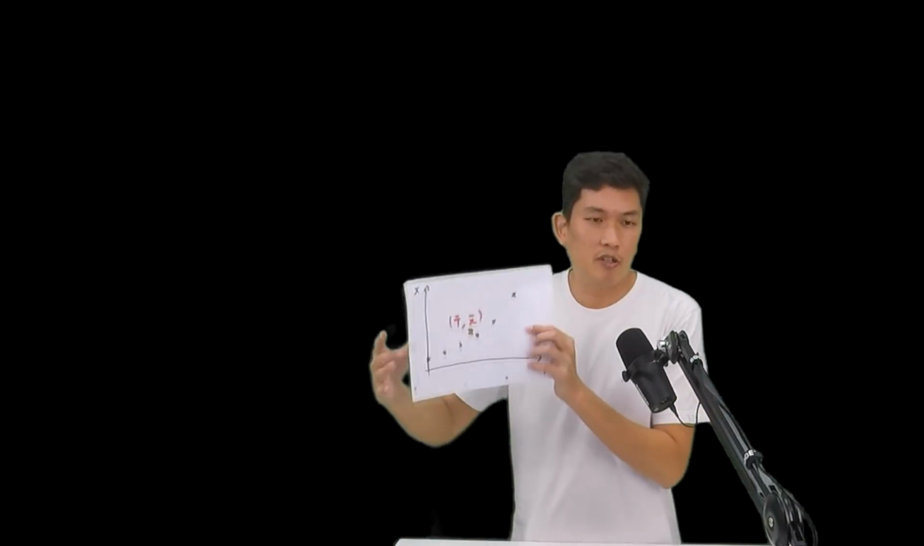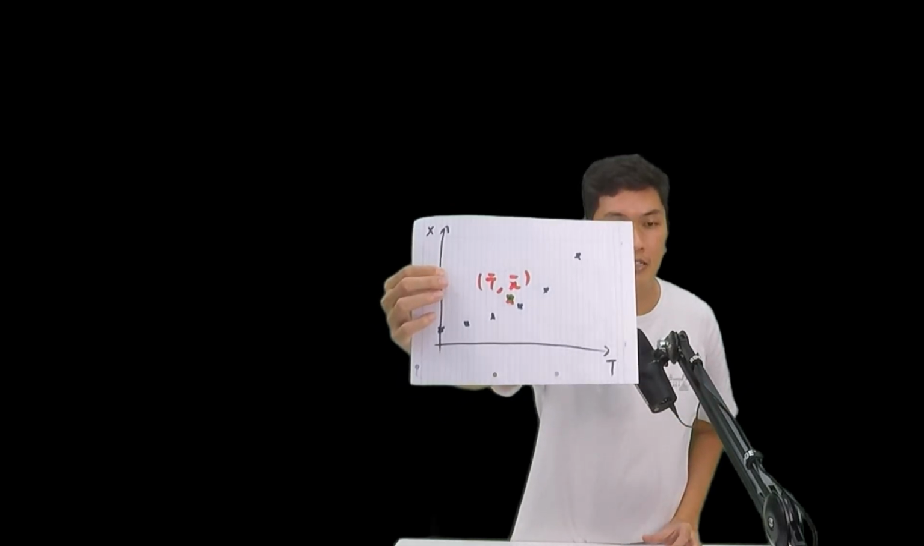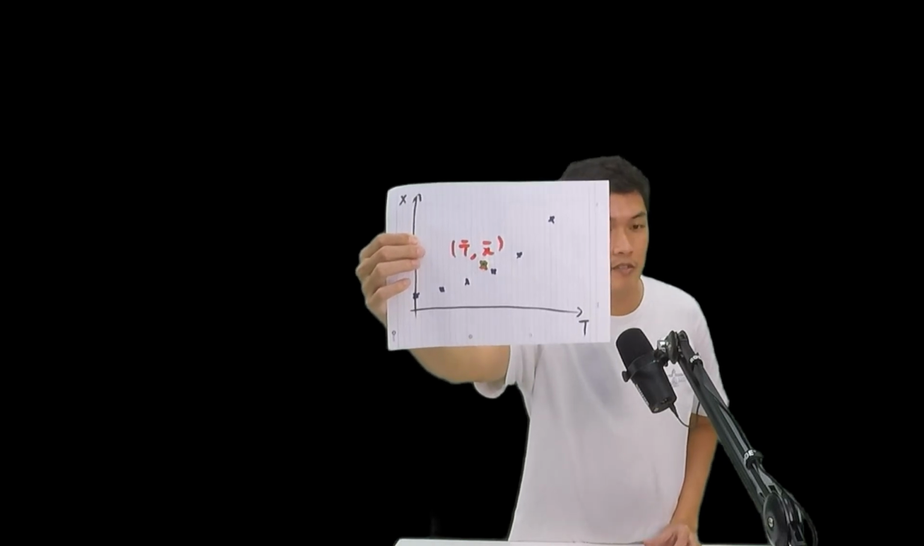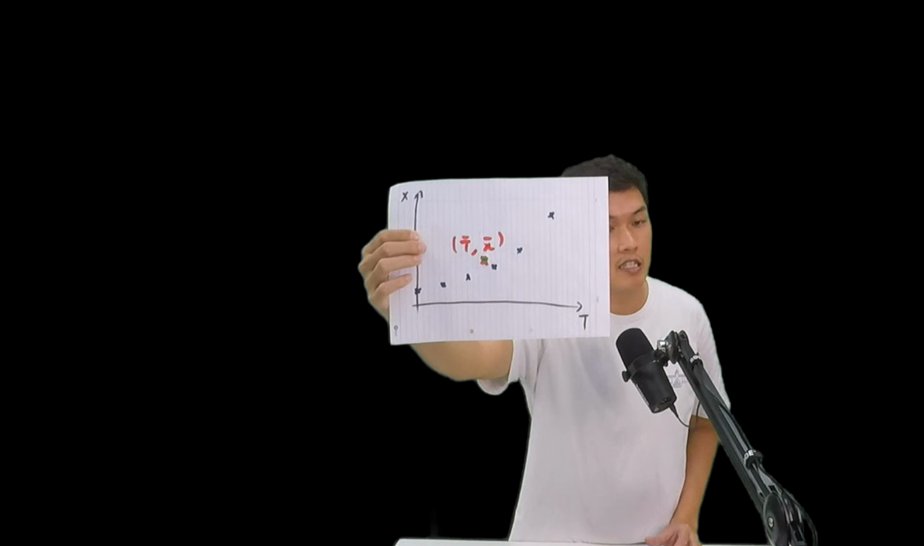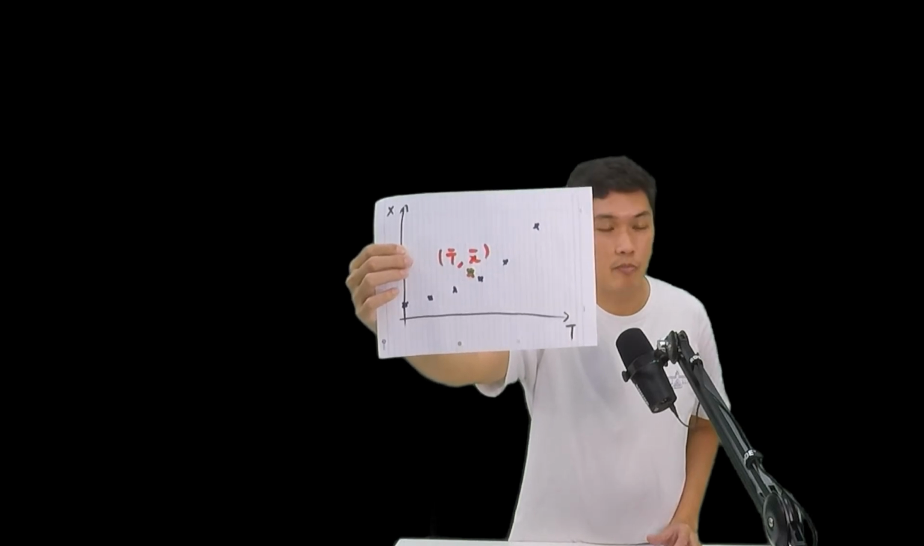If this is your scatter plot of T and X, the blue ones are the actual values provided by the question, including K equals 288, and T bar, X bar is a point that's not near any of those blue points.